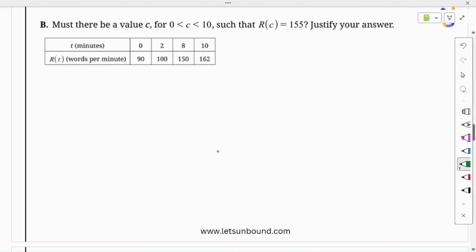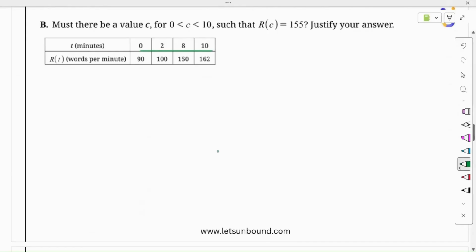Okay, here we have a question and we need to give justification. Must there be a value C for 0 to 10 such that R of C is 155? Justify your answer. Okay, so from 0 to 10, do we have any value of C such that, for example, 3 or 3.1 gives an output of 155? How can I check this?